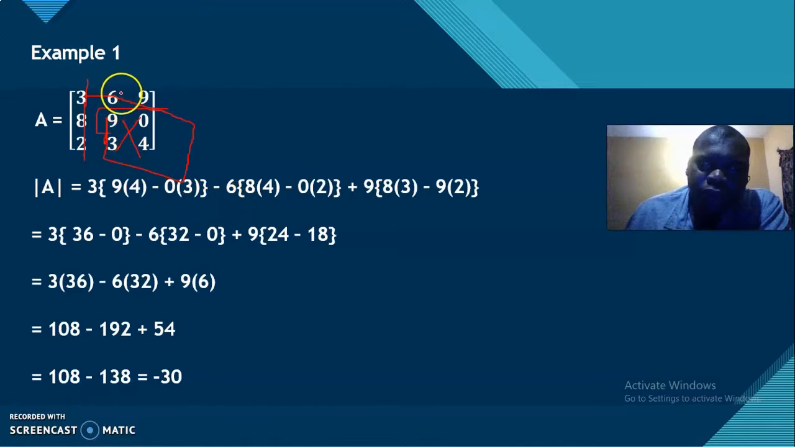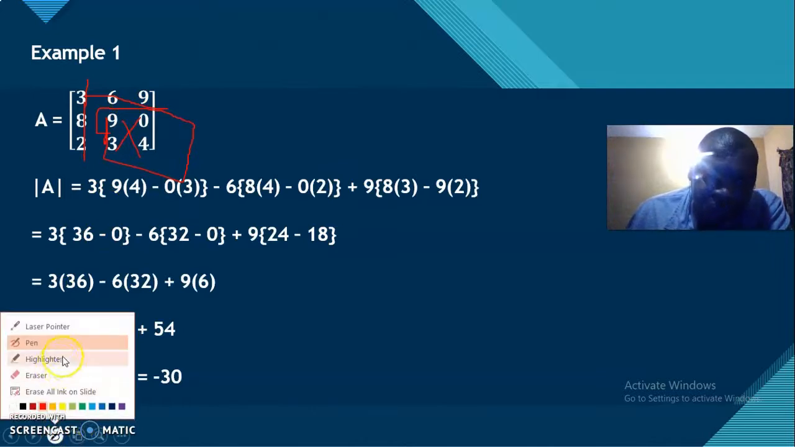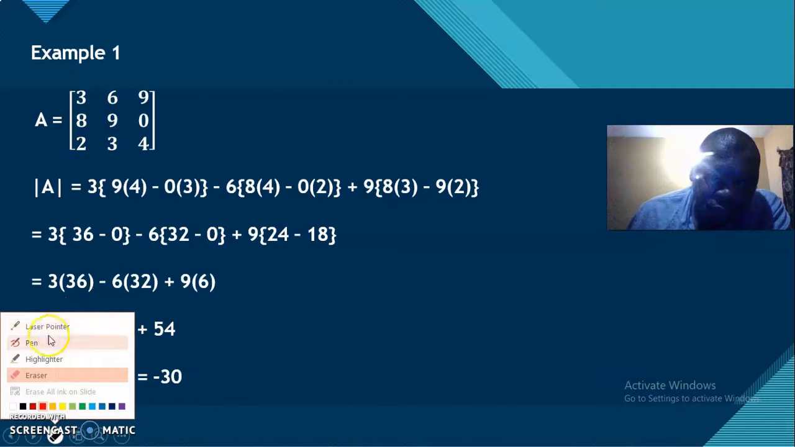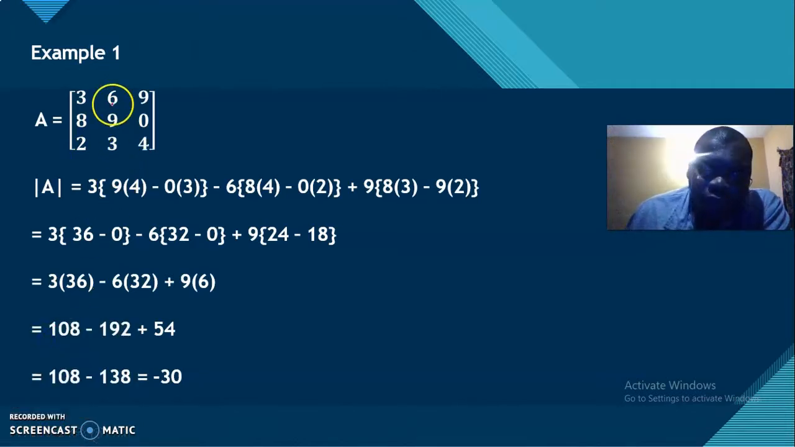Minus. Come to the second element in the first row. That's 6. So we are going to make 6 now. Bring it outside the bracket. So let me wipe up this one. So for 6 now, we are going to erase this column and also erase this row.